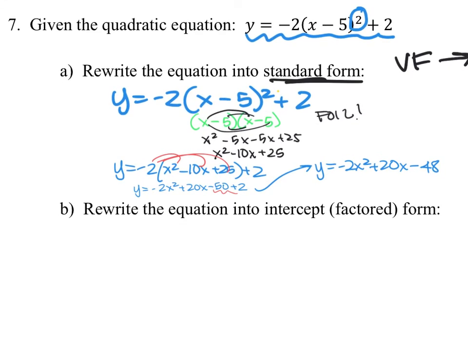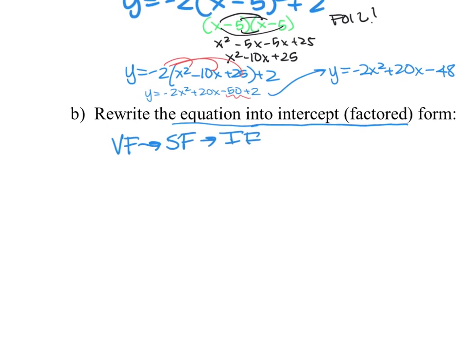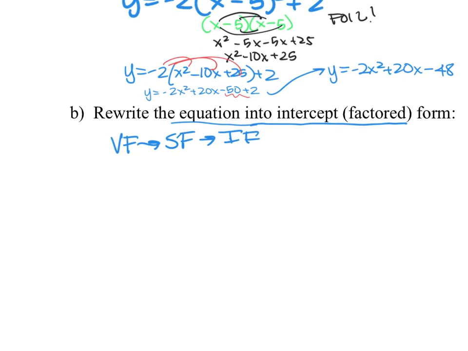Now, letter B is asking us to take this and write it into intercept form. So we basically have started with this vertex form, gone to standard form, and now we're going to intercept form. So let's just write that down. We have vertex form, we went to standard form. That's supposed to be an S, you guys. Here we go. Standard form to intercept form. That's what we did for problem number 7. We went through all of those steps. Our last one is to write it in intercept form.